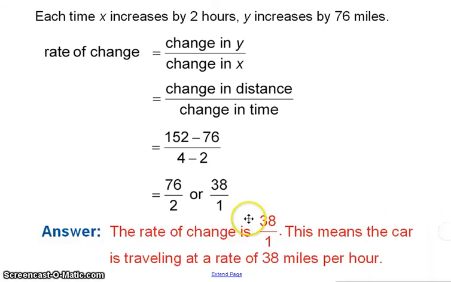So what does that mean? That means that your rate of change is 38 over 1, or that the car is traveling at a rate of 38 miles every hour. That is your rate, 38 miles per hour. Miles per hour is a rate. So 38 over 1, 38 miles in 1 hour.